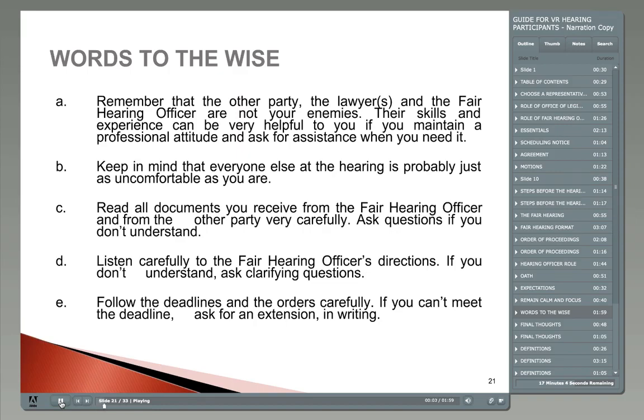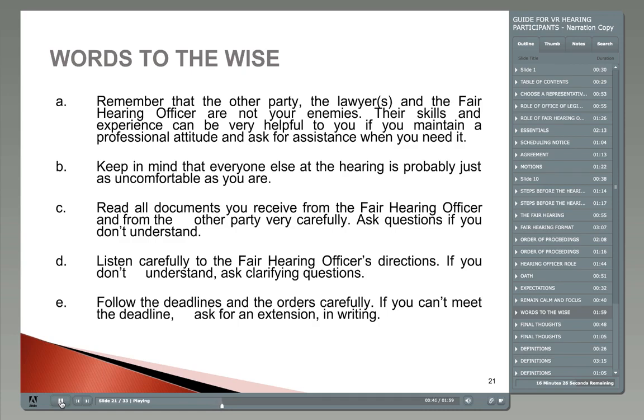A couple of words to the wise here. Remember that the other party and the fair hearing officer are not your enemies. In fact, their skills and expertise can be really helpful to you if you maintain a professional attitude and ask for their help. Remember, these folks have been through this sort of problem solving. At the end of the day, it's a problem-solving process, and they've been through this before. They oftentimes have found novel ways to reach agreements that you may not have experienced before. So being open to their experience and to leveraging that experience towards a solution can be really helpful.